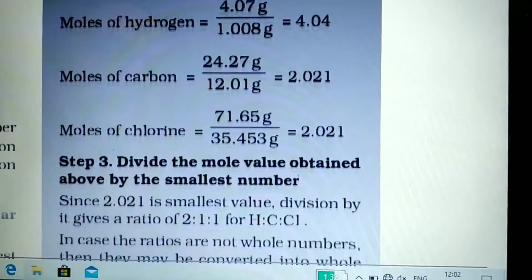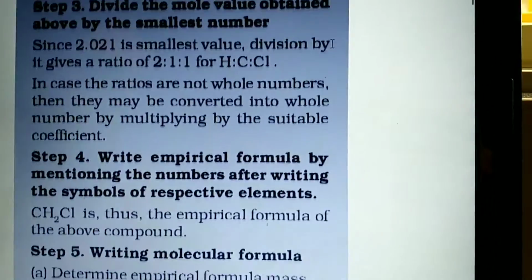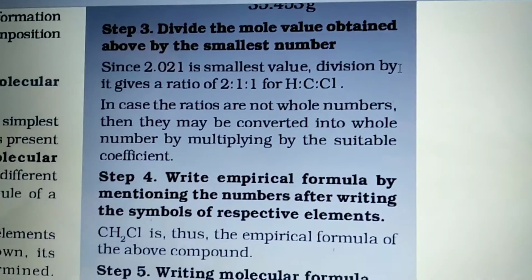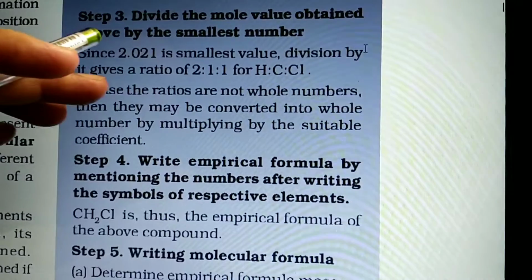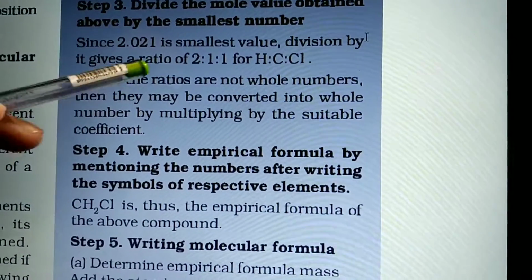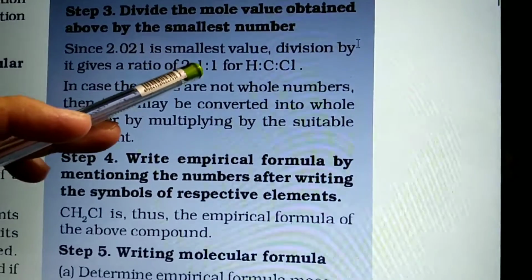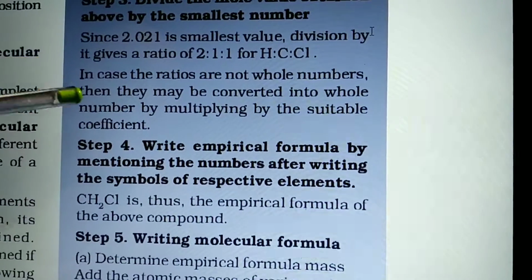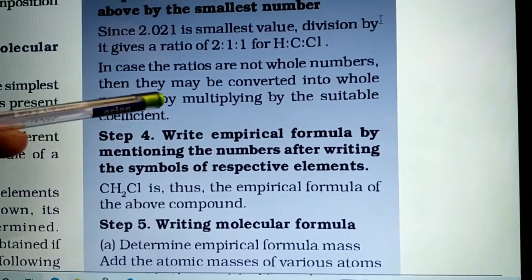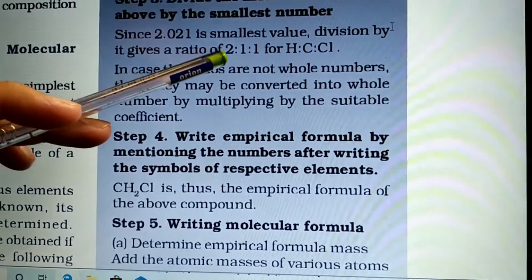Then step 3. How do we do step 3? We will divide the mole values obtained above by the smallest number. Suppose here 2.01 is the smallest. So we will divide all these numbers by this number. After that we will get the values, 2, 1, 1, right? Suppose here we have got whole numbers.